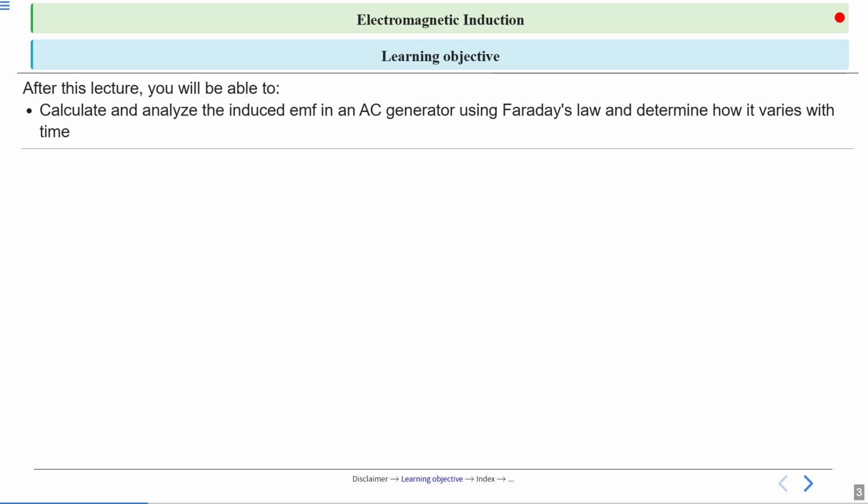Also, we can change the magnetic flux by changing the area of the coil, because magnetic flux is equal to BA cos theta. If we change the magnetic field, magnetic flux will change. We can change the area of the loop, then magnetic flux will change, and we can change the angle theta.